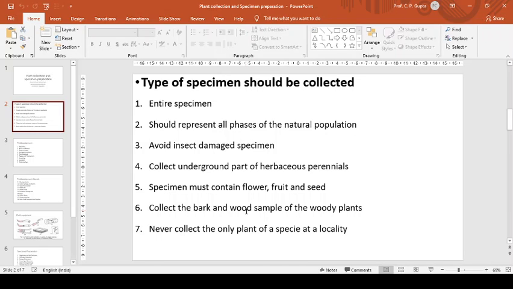Avoid collecting rare or uncommon plants. Never collect the only plant of a species at a locality because it is going to damage biodiversity. So never collect the only plant of a species at a locality. We should wait until more plants of the same species grow, then we go and collect.